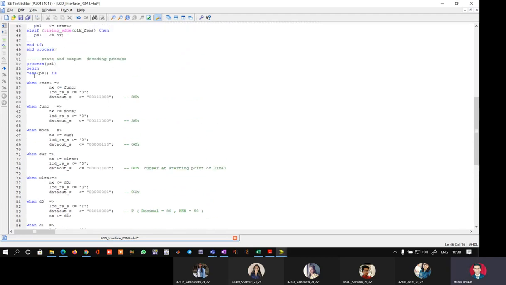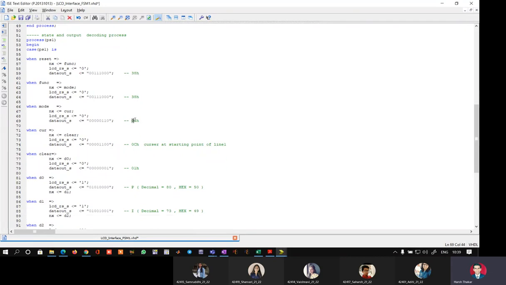So we can see here case PS1 is, okay, so case PS1 is when reset, then NX is assigned func and the RS input is assigned 0. And we can see here there are certain ASCII codes written. So this is an ASCII stream which corresponds to 38 hex. So what does 38 hex mean? 38 hex corresponds to 16 3s are 48 plus 8, 56. So this particular stream 0011 1000 is 38 hex, but in decimal it is 16 3s are 48 plus 8, that is 56.